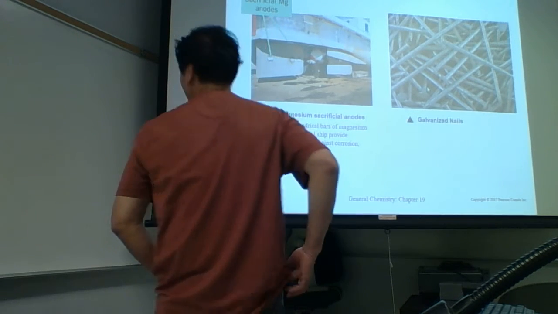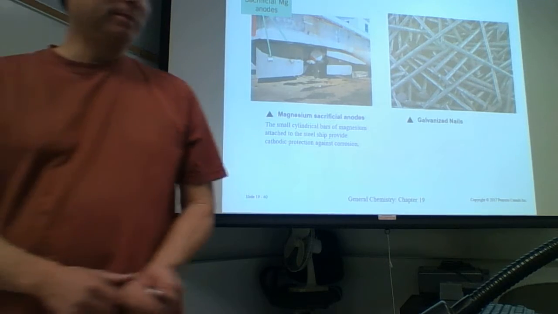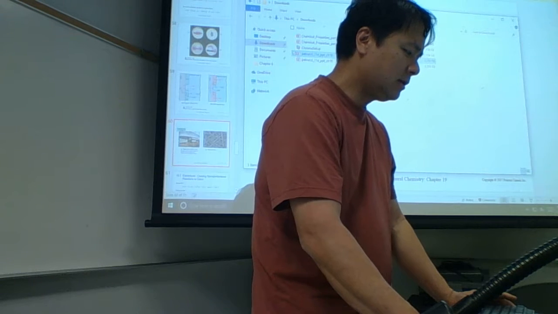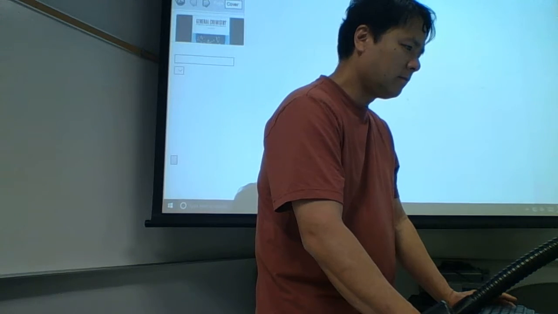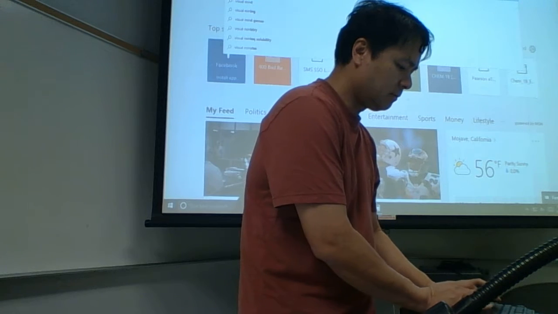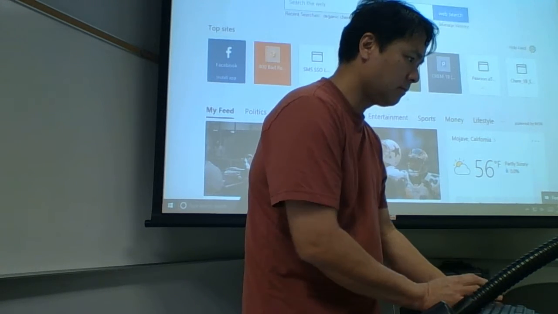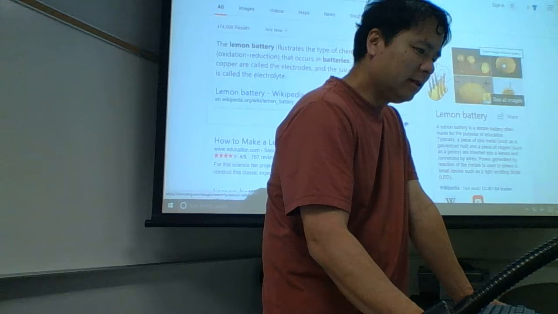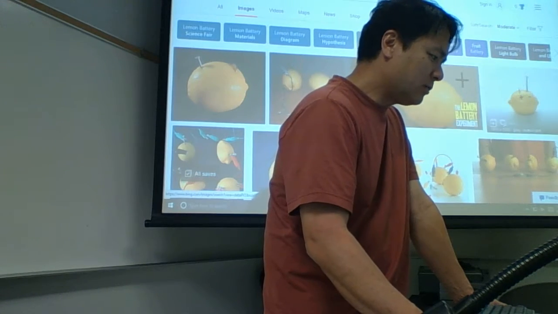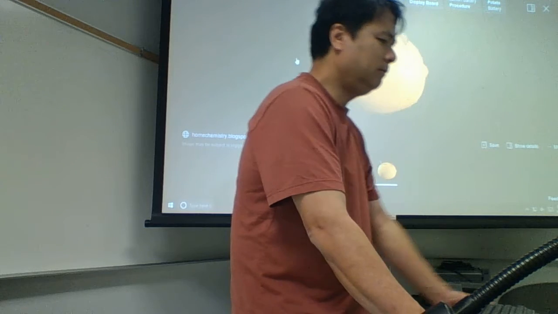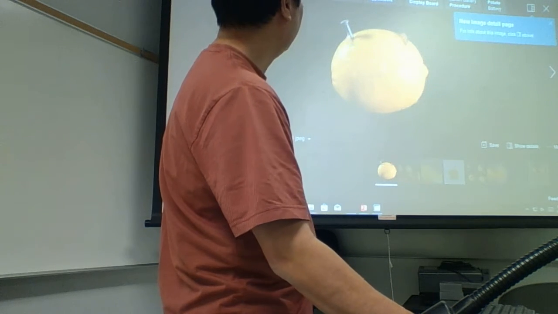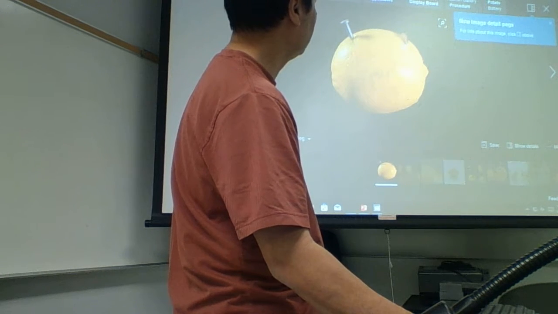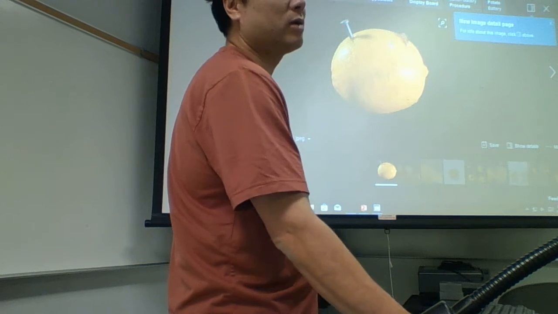This is the idea behind a lemon battery. Have you seen those lemon batteries? Let's take a quick look at a lemon battery. You could make a lemon battery like this. Actually, you could make it out of 2 pennies. Anyway, this is a galvanized nail here, which is zinc. This is a copper penny. You can make it out of 2 pennies if you scratch the copper off.